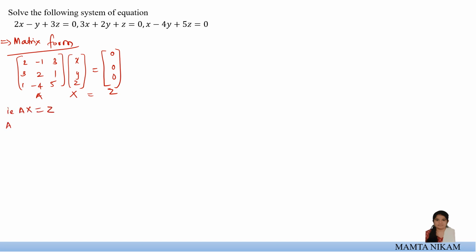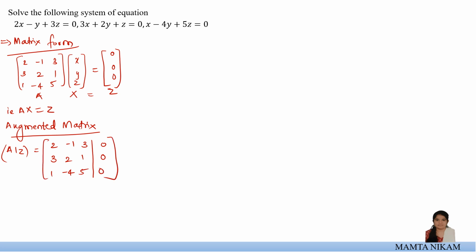So augmented form क्या होगा, A augmented Z is going to be 2 minus 1 3 separated by a straight line, 3 2 1 1 minus 4 5.